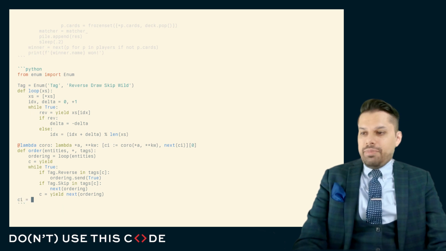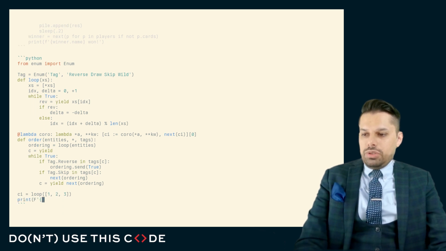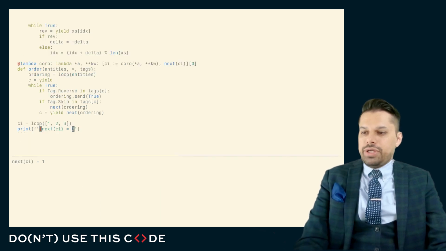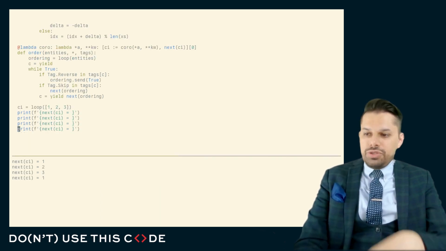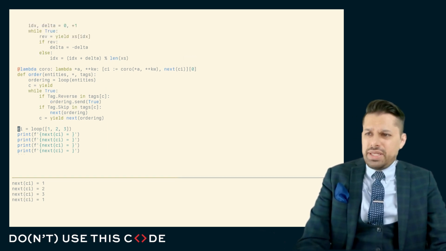So, for example, if I do loop of some entities, I should be able to go through this structure by doing next operations on it. And you can see I can get through these values. You can see here it loops over. That's going to be relatively easy for me to test, especially with a property test.